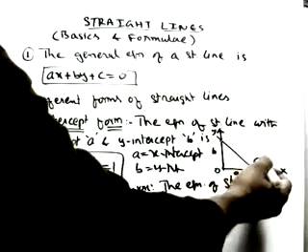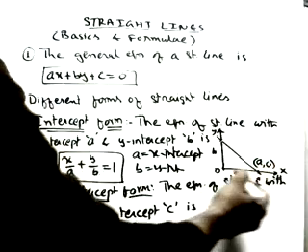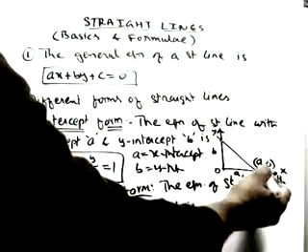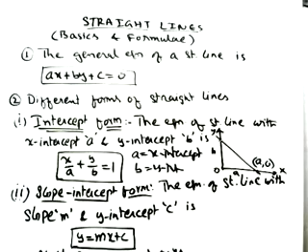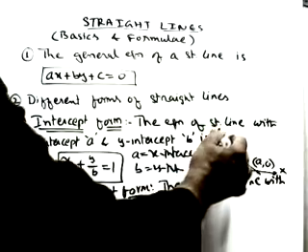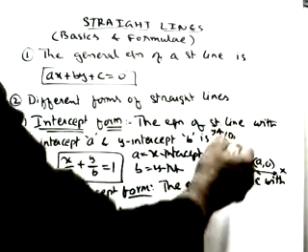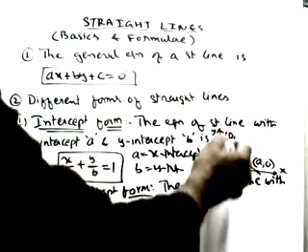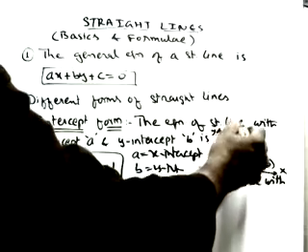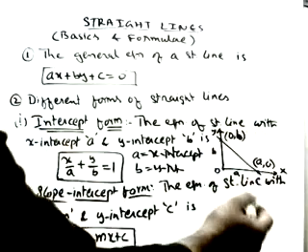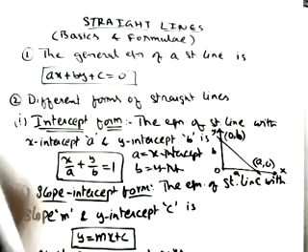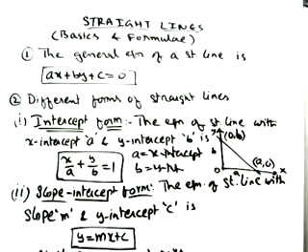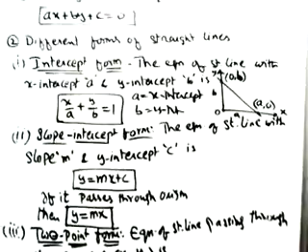Also, we must know this point. Sometimes we have to use this point, which will be a comma 0. This distance is the x coordinate, a. On the x-axis, y is always 0. On the y-axis, x is 0. So on the y-axis the point is 0 comma, and this is the value of the y-intercept, this is b. So whenever we have to use these points, they can be written as a comma 0 and 0 comma b.